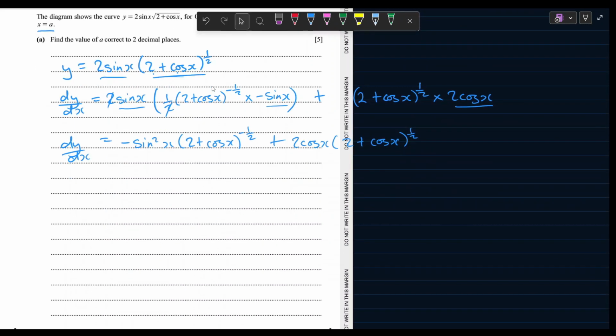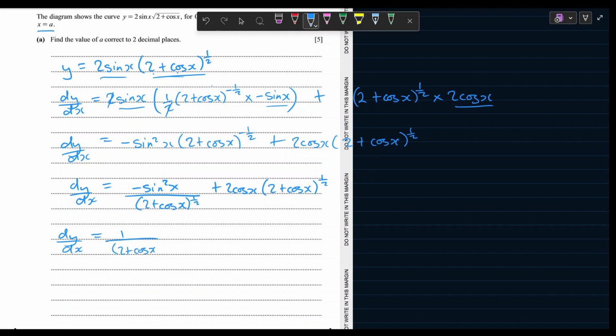So I'm just going to rewrite this as dy dx is equal to negative sine squared x over our 2 plus cos x to the power half, plus our 2 cos x times 2 plus cos x to the half. Factor out this denominator so that we've got dy dx is equal to 1 over 2 plus cos x to the half.